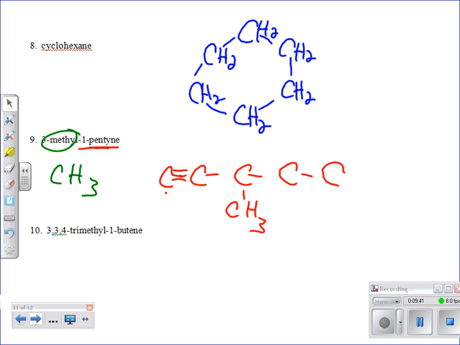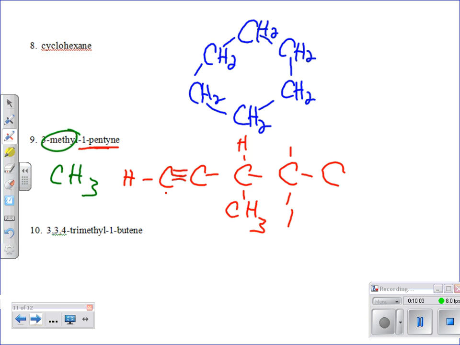And now we just need to add in any of our hydrogens. So how many hydrogens need to be added to carbon number 1? 1. Carbon number 2? 0. He's happy. Carbon number 3? 1. Number 4.